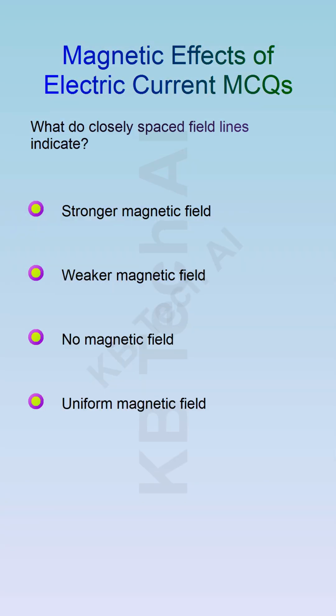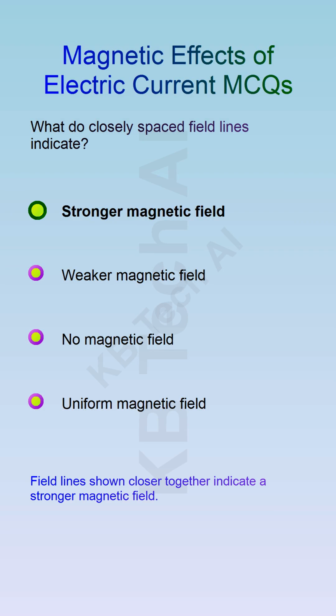What do closely spaced field lines indicate? Option 1, stronger magnetic field. Option 2, weaker magnetic field. Option 3, no magnetic field. Option 4, uniform magnetic field. The answer is, option 1, stronger magnetic field.